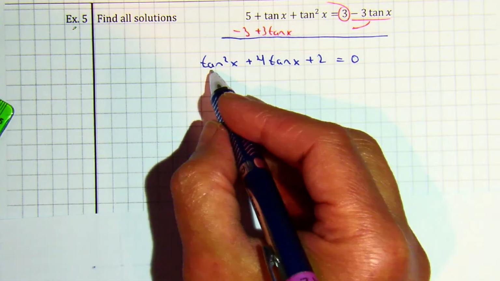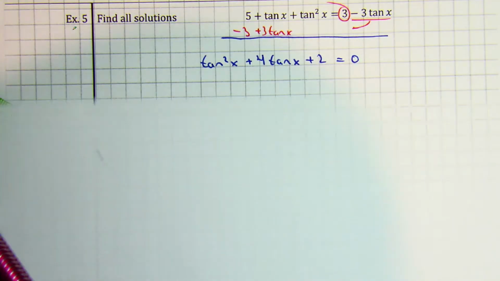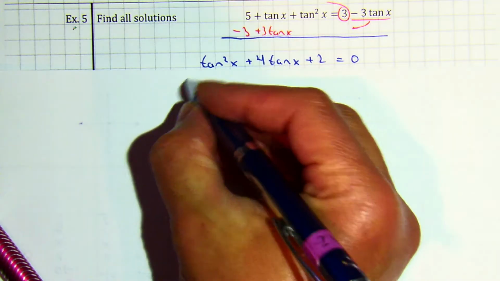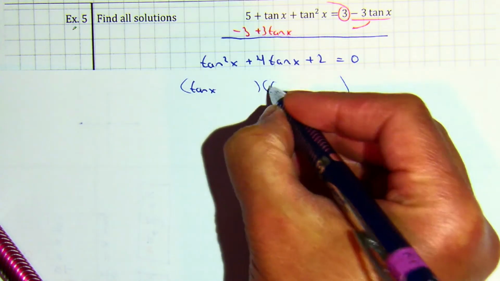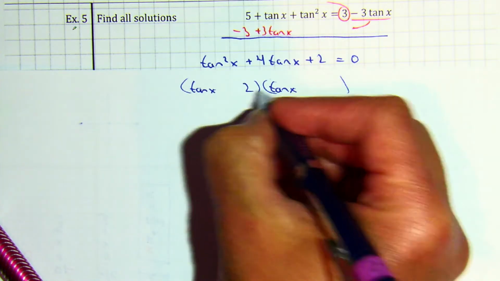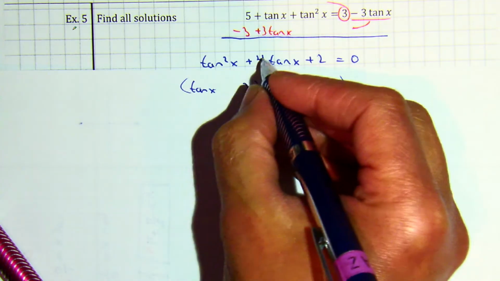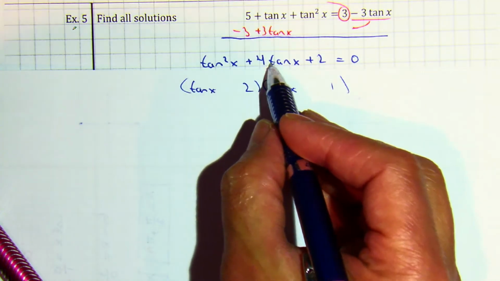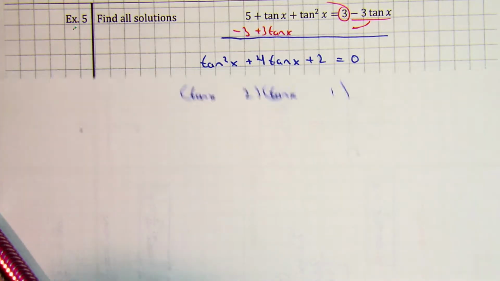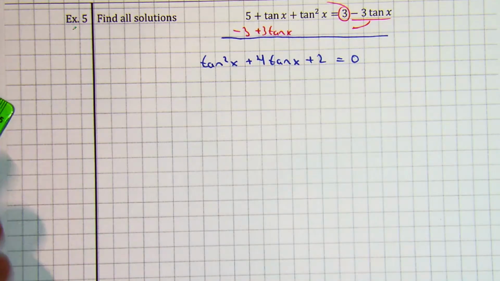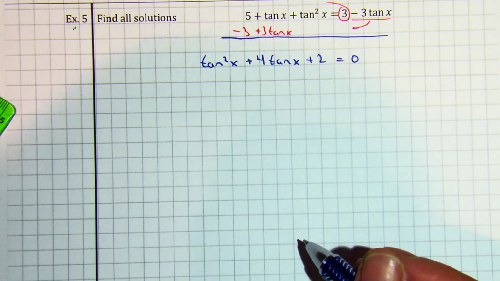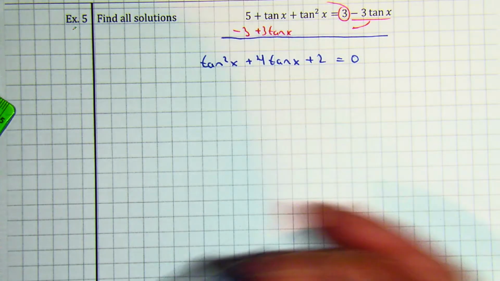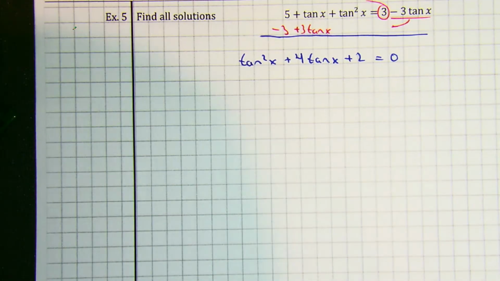And if I try to factor this out, I'll end up with tangent of x and tangent of x. That'll be 2 and 1. I end up with 3 tangents, but I can't end up with 4. So therefore, this cannot be factored out. So we have a choice. We can use completing the square or quadratic formula. In this case, I'm going to use the quadratic formula.